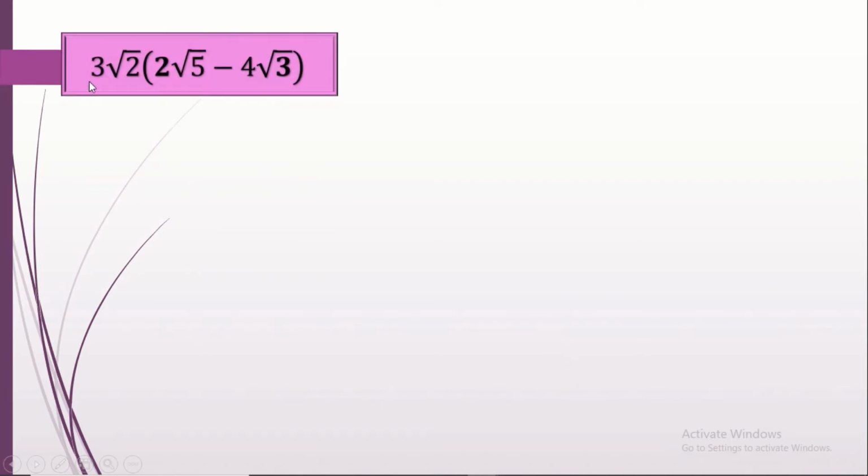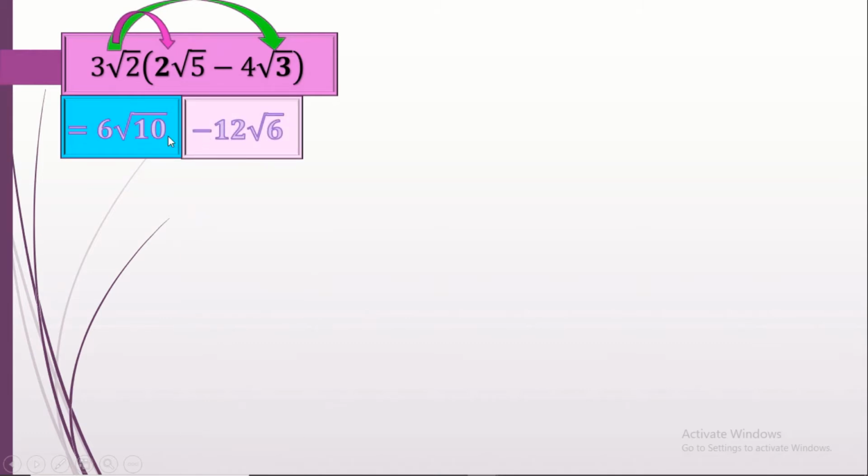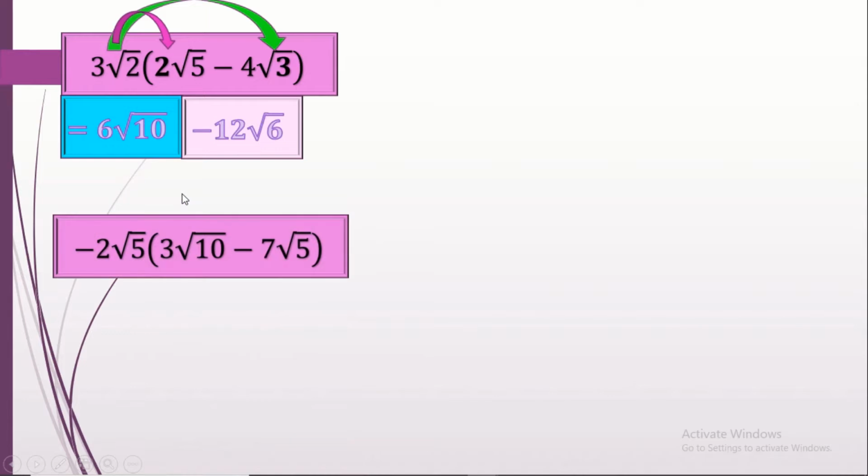Well, how to multiply if we have several terms? 3 radical 2 into 2 radical 5 minus 4 radical 3, for example. We should multiply 3 radical 2 by 2 radical 5, then by 4 radical 3. Here 3 times 2, 6, radical 2 times 5, which is 10, minus 3 times 4, 12. Radical 2 times radical 3 is radical 6. Why here minus? There's nothing in front of it, so it's a plus. Plus times minus gives us minus. Sure, we multiply sign by sign, number by number. Well, here we cannot simplify it anymore.